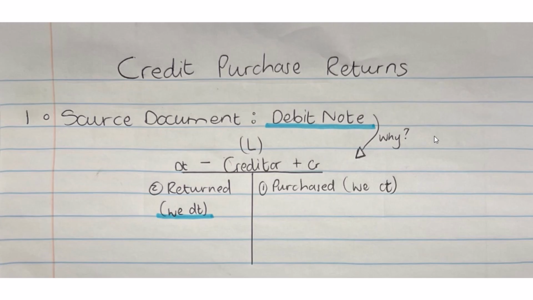Then, can you remember what source document we use for credit purchase? The source document that we use for credit purchase is called an original invoice. So we just write it as an invoice because we as the customer receive the original and our creditor will keep the duplicate. So invoice is your main source document for credit purchases.